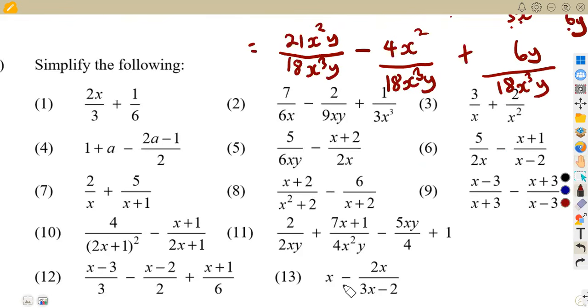So I want you to try as many questions as you can, simplify these questions. Wherever you're given a whole number, it is the same as over 1. Whenever you've got a whole number, it is the same as over 1. So yes, 1 plus a is same as everything over 1 like this. So at least you've got a hint of where to start from. This one also is same as over 1 as long as there's a whole number there.